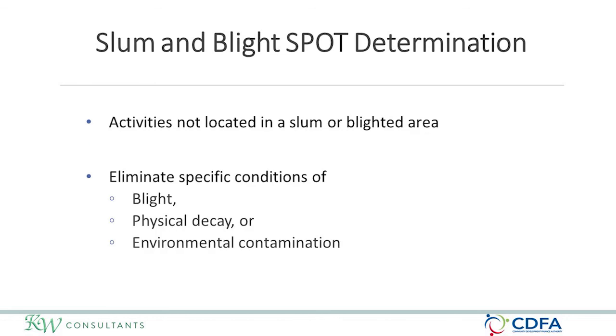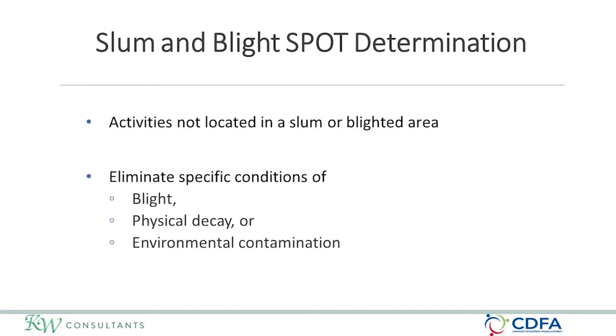The spot determination under slum and blight, so the second way you can utilize the slum and blight national objective, is an individual building or property that is not located within an area that has been determined blighted. So let me say that again to make sure that it's clear. You cannot designate a specific spot, which would be a single building or a single parcel of land or property, as blighted if it is within an area that has already been designated as a blighted area.